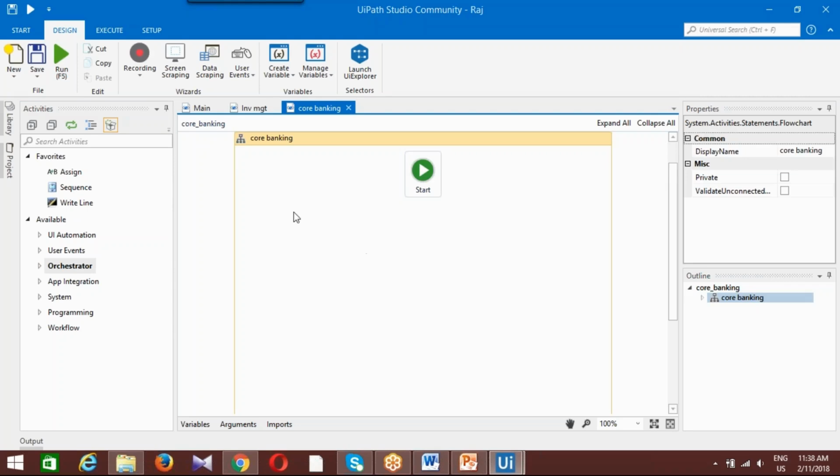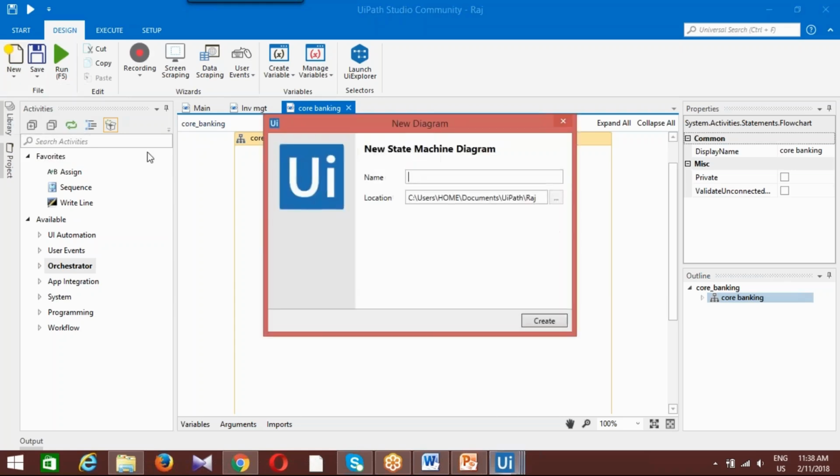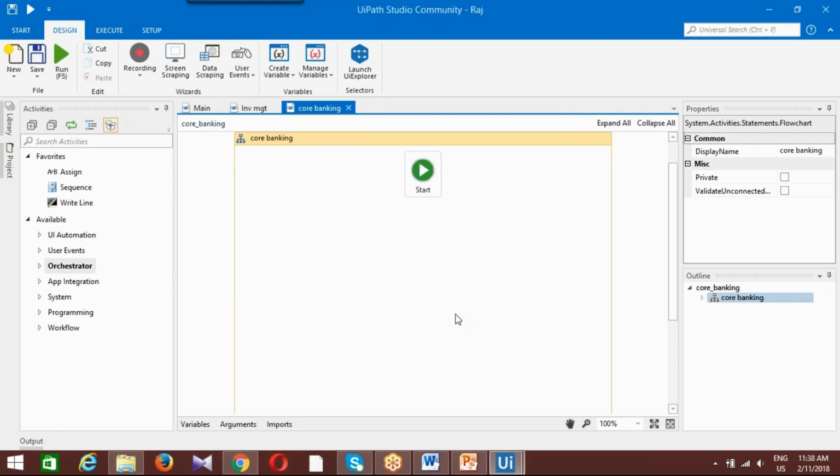In a state machine, only the banking transactions and those types of things will be done. Yes. State machine diagrams can generally be connected with state chart diagrams, activity diagrams, and this kind of stuff, which can also be done here.